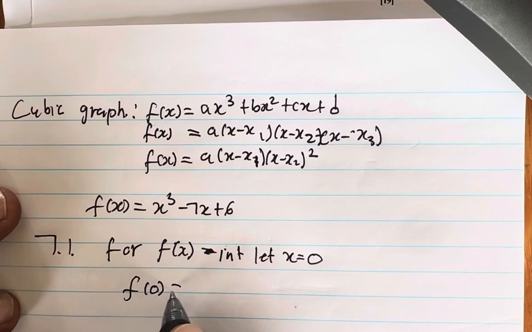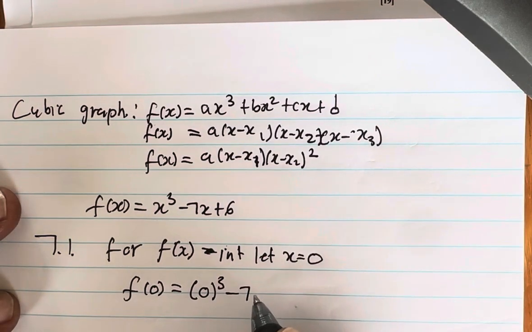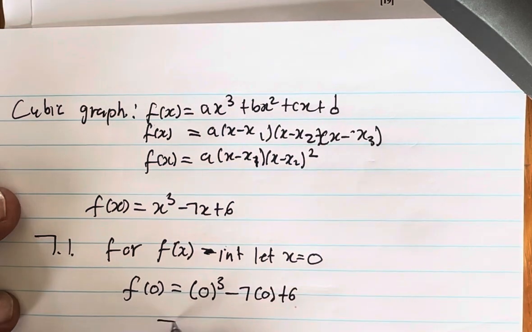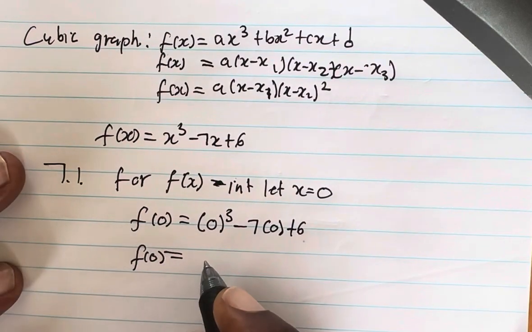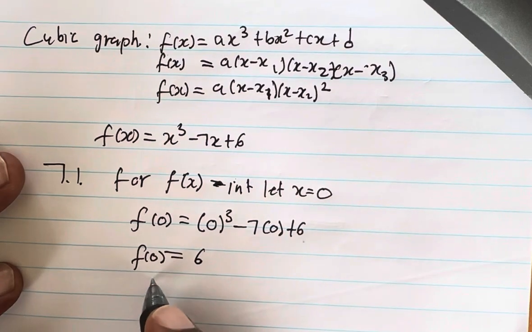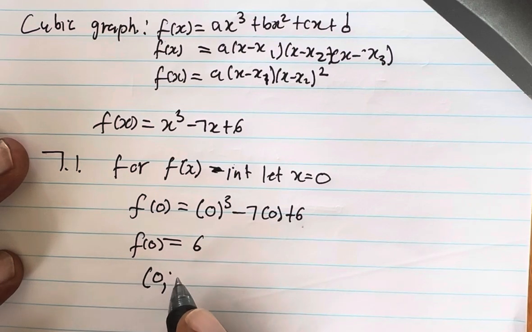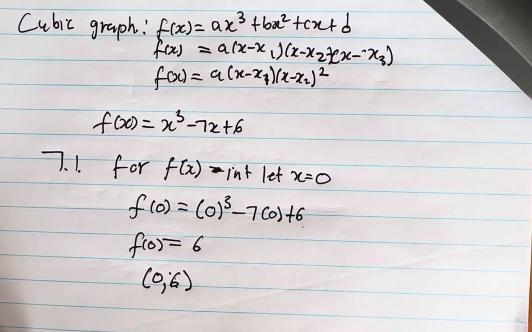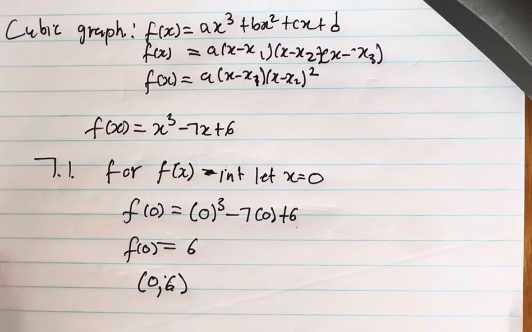f of 0 is equal to 0 cubed minus 7 into 0 plus 6, which is equal to positive 6. So we're going to have a coordinate of (0; 6), which will be the y-intercept. Nice. That will be our 7.1.